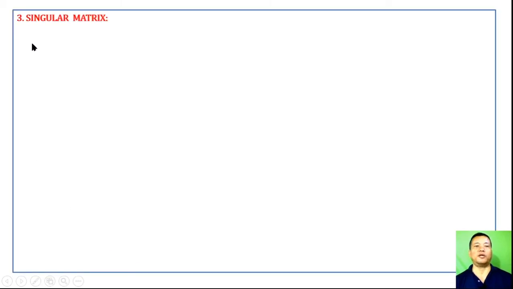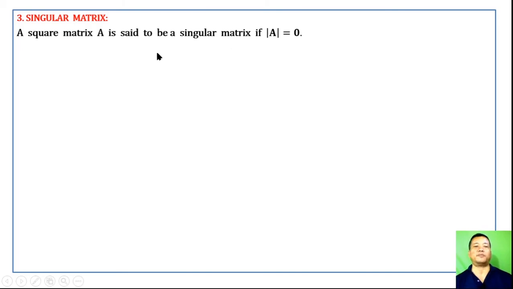Number 3. Singular matrix. When is a square matrix said to be singular? A is a square matrix. A is said to be singular if determinant of A equals 0. Let us see an example. Determinant of A is 6 minus 6, that is 0. The determinant is 0, so A is a singular matrix.